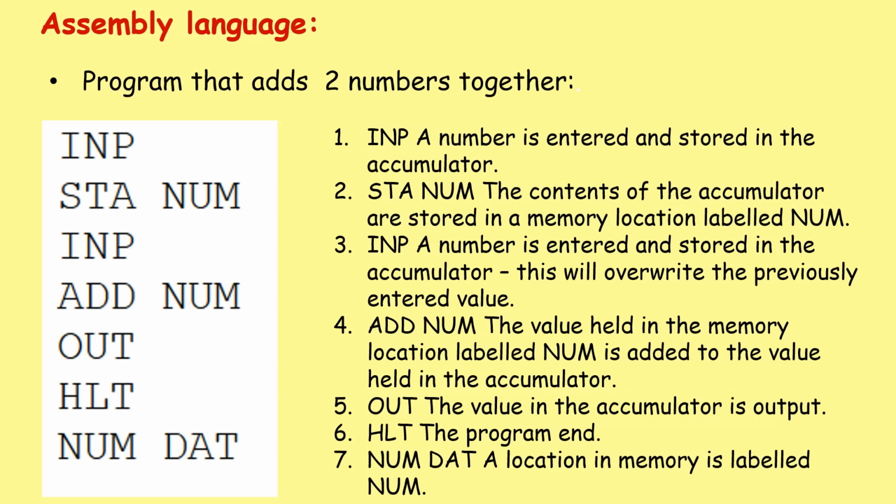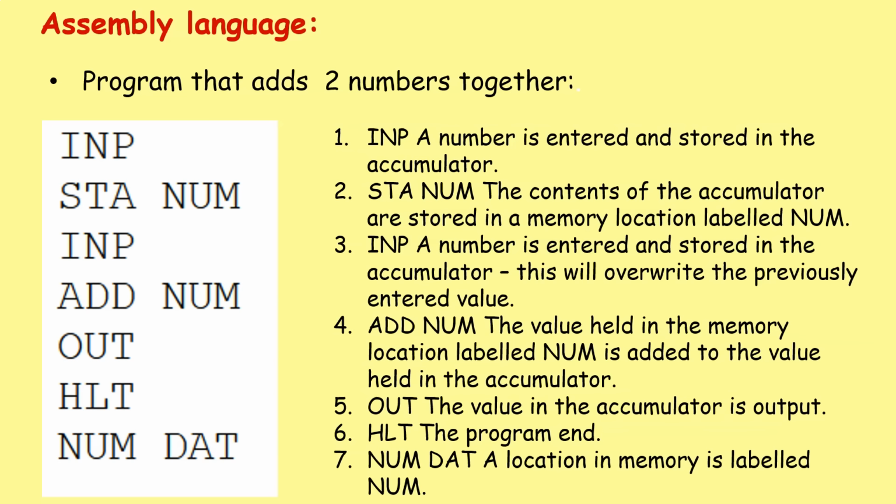So if you haven't stored the value of the accumulator into memory, it will be lost when you input another value. Line 4. The value held in the memory location labeled num is added to the value held in the accumulator. Line 5. The value in the accumulator is output. So OUT means output, nice and simple. Line 6 is HLT or halt, so the program ends.